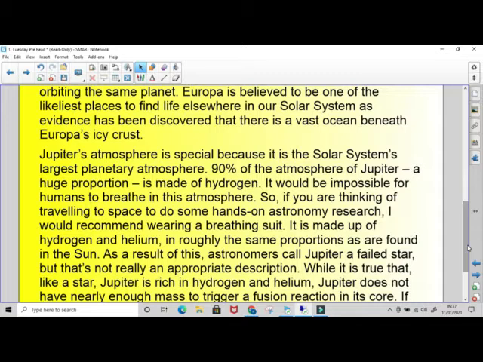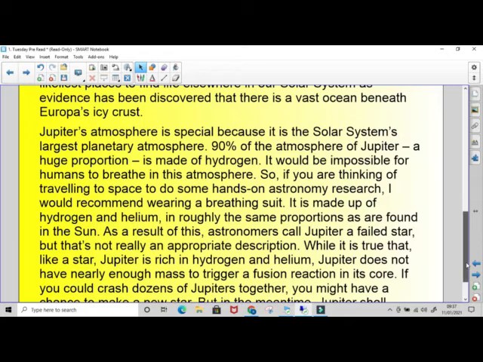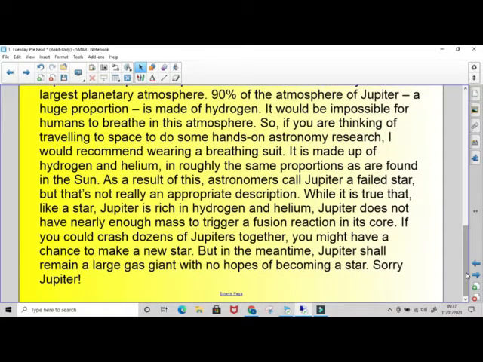Sun. As a result of this, astronomers call Jupiter a failed star, but that's not really an appropriate description. While it is true that, like a star, Jupiter is rich in hydrogen and helium, Jupiter does not have nearly enough mass to trigger a fusion reaction in its core. If you could crash dozens of Jupiters together, you might have a chance to make a new star, but in the meantime, Jupiter shall remain a large gas giant with no hopes of becoming a star.